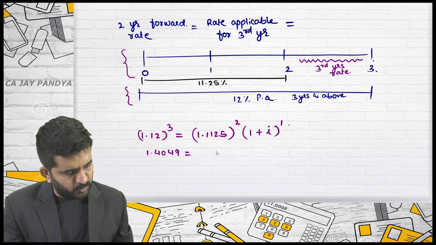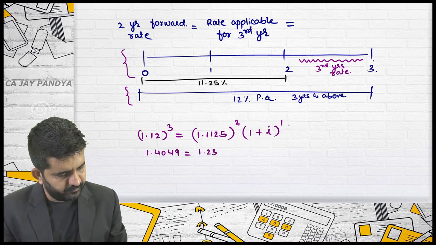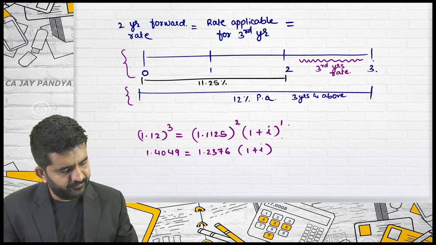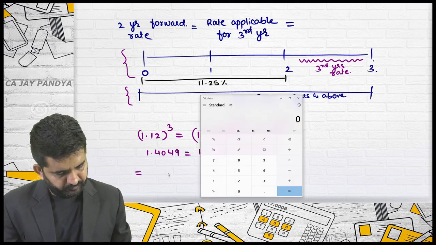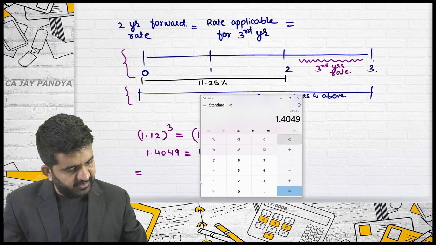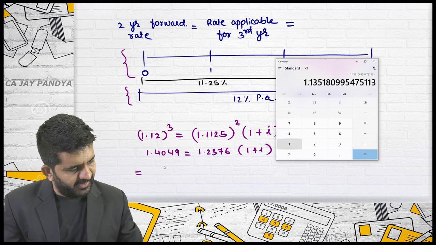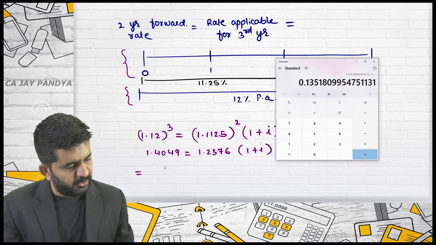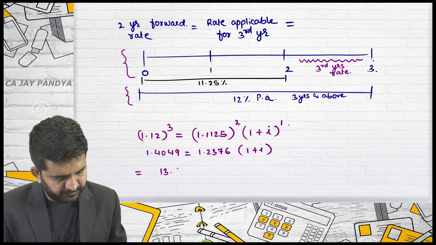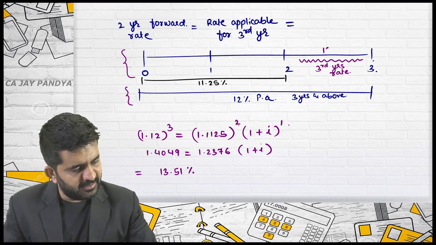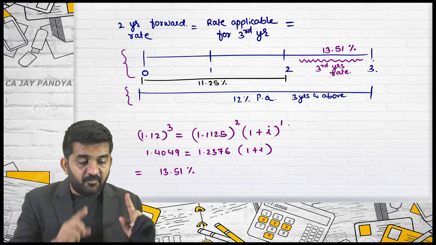This is equal to 1.1125 raised to 2, which is 1.2376, into 1 plus I. So this is 1.4049 divided by 1.2376, which is 1.13, minus 1, multiplied by 100, is 13.51%. This is 13.51%, is it not?